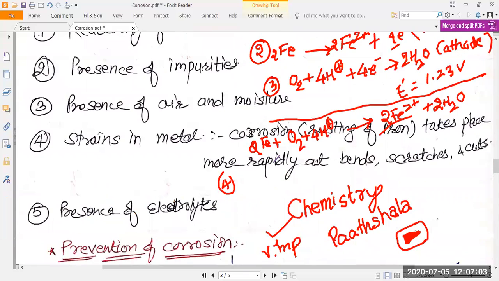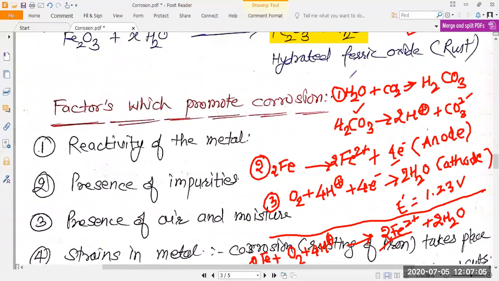So in the first step, what do we have to do? First, water and carbon dioxide of the atmosphere form carbonic acid, and carbonic acid is a mild acid. It will dissociate in this manner: 2H plus and CO3 2 minus. It will act as an electrolytic solution for the iron. Next, formation of anode. So how will the anode form?